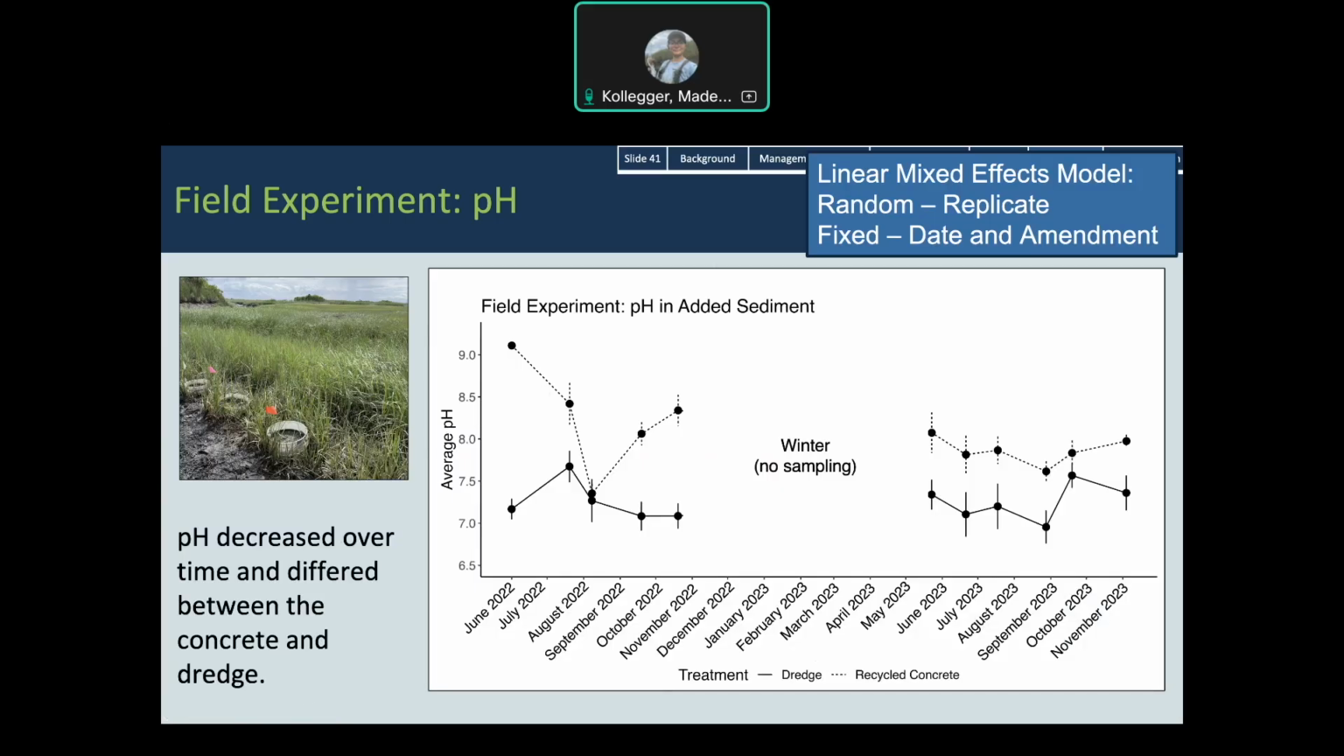The recycled concrete decreased in pH through time, which makes sense because we are dissolving the calcium out of the concrete to treat the acids that are there. And so with every tide, the water going in and out is going to keep dissolving more, so we're going to decrease in pH. What you can also see is that the recycled concrete is significantly higher than the dredge material. So really just showing that it is really efficient at increasing pH.